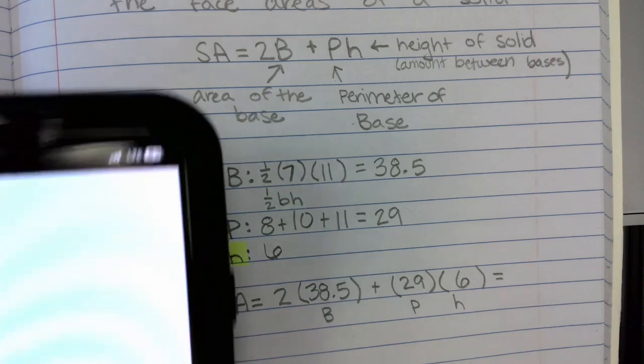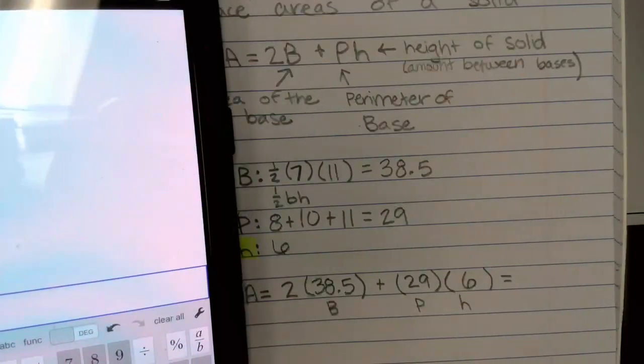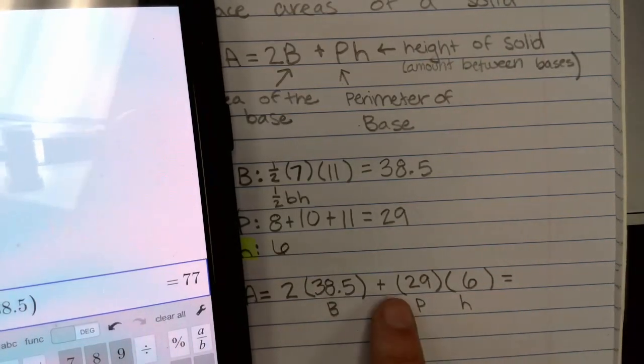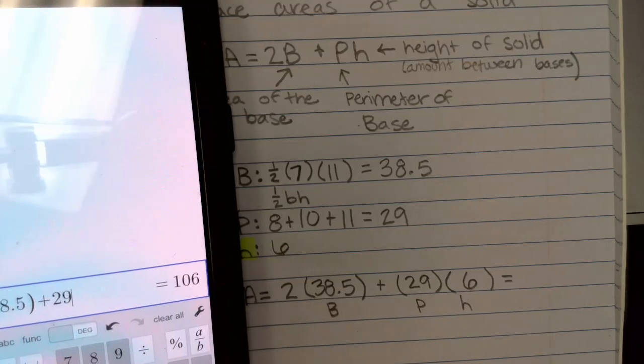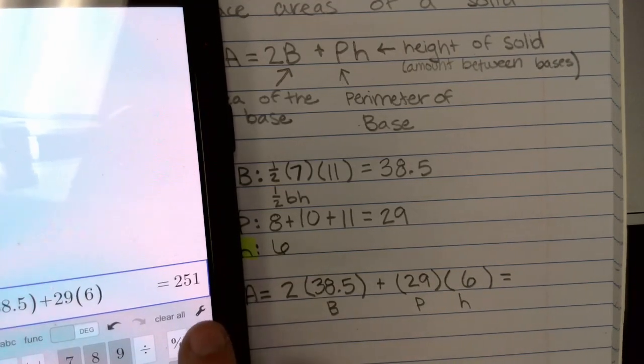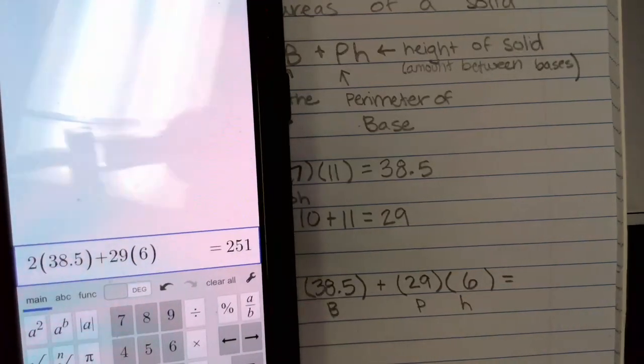Alright, so if I plug that in, we have 2 times 38.5 plus 29 times 6. We get 251.